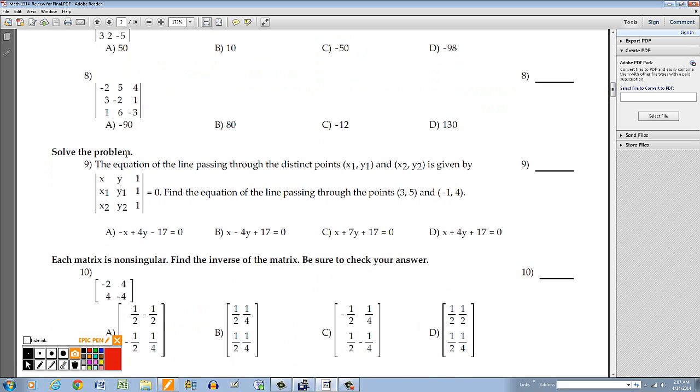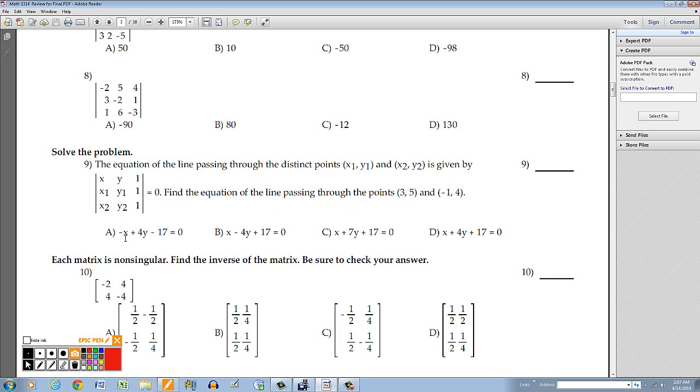Okay. For number 9, the equation of the line passing through the distinct points x1, y1, x2, y2 is given by this right here. Find the equation of the line passing through the points (3, 5) and (-1, 4). Leave this as an x, this as a y, and replace x1 and y1, and x2 and y2, with these points. Evaluate the left side, and then solve.